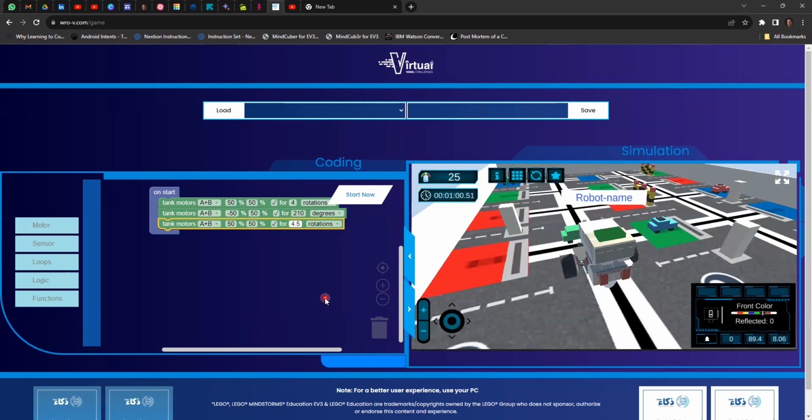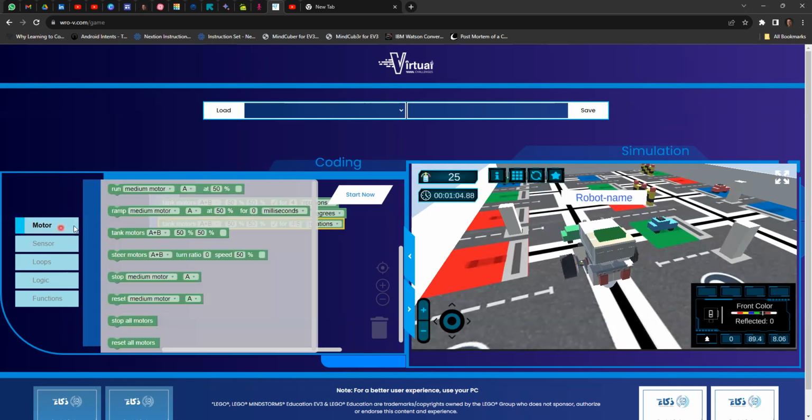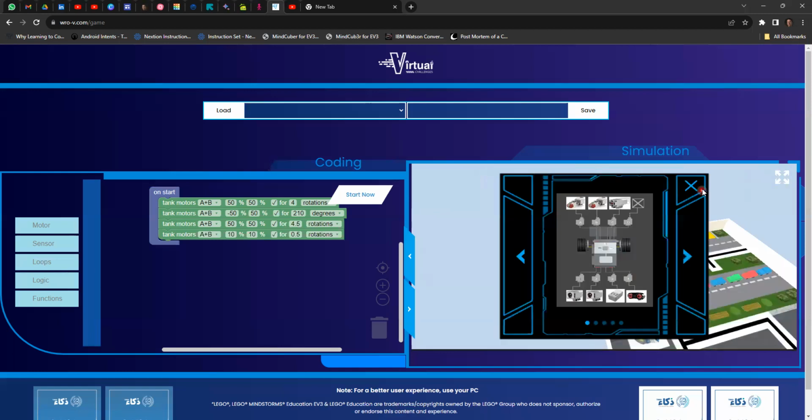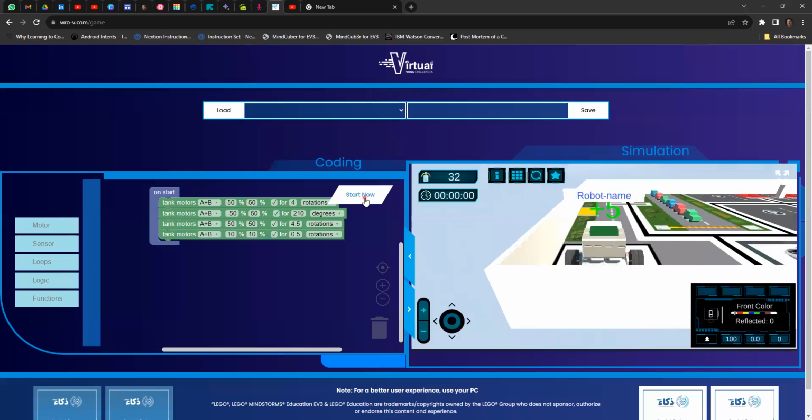4.5 rotations. Yes. And after these 4.5 rotations, I'll move forward for 1 rotation or less than 1 rotation at a slow speed. You need to make the tank motor for the third block lower so the car doesn't slide, isn't it? Let me try 10%. 10%. Okay. Now let's go back again from the beginning.